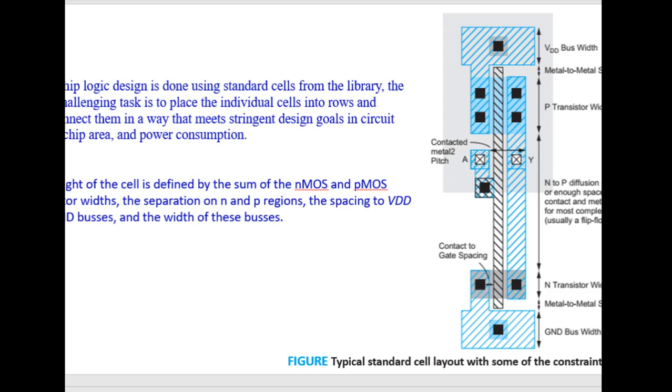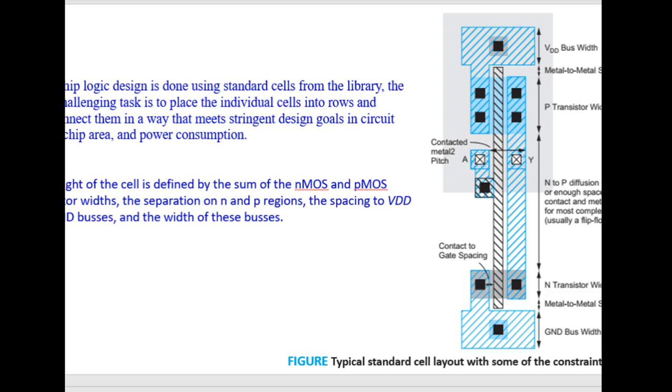So what are the main points that you have to remember? The structure will be like this for almost all types of cell: the power, the ground, the PMOS area, the NMOS area, and the interconnections. That's it.